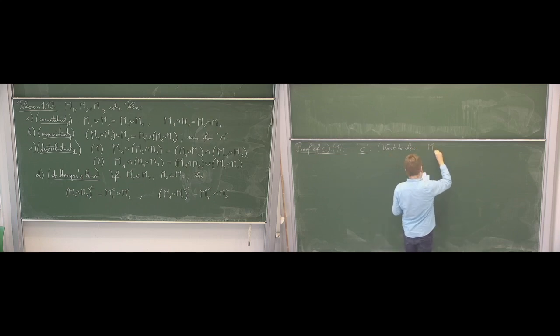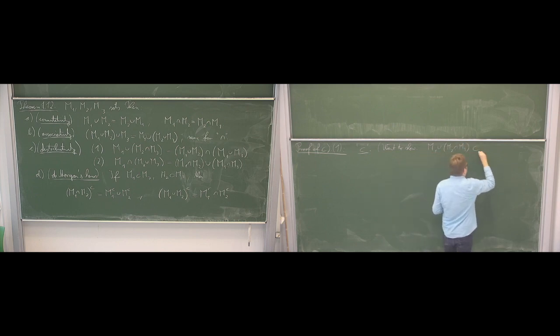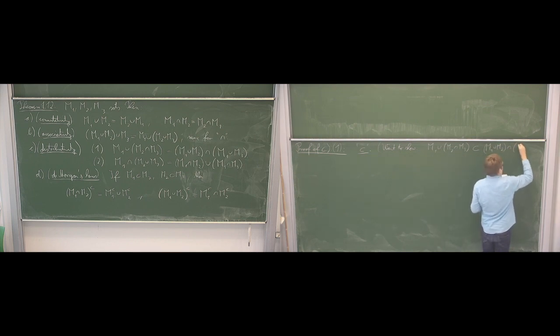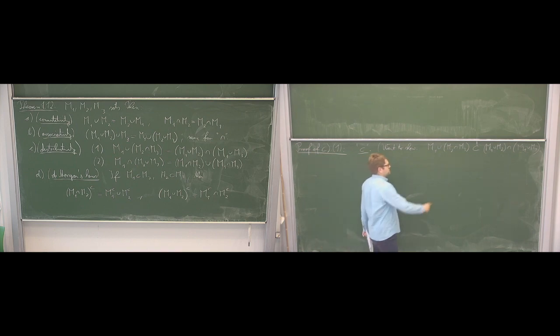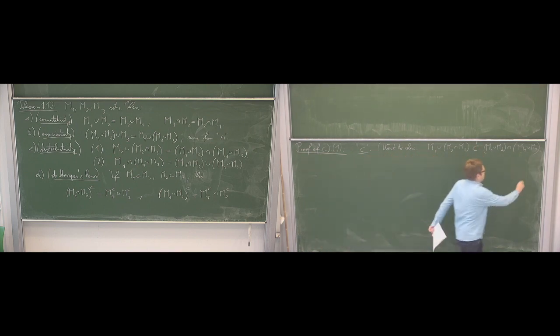So here we want to show first that M1 union with the intersection of M2 and M3 is contained in M1 union M2 intersected with M1 union M3. And if there's a claim that we haven't proven yet but want to prove, there's a nice way of indicating this. We just put an exclamation mark over the relation we want to show. So this just means this is what we want to show. Just as a reminder.